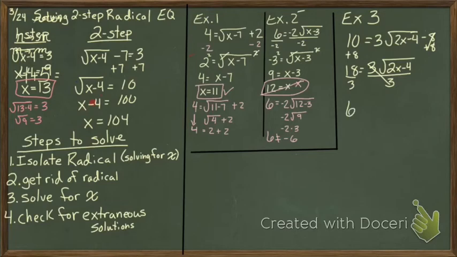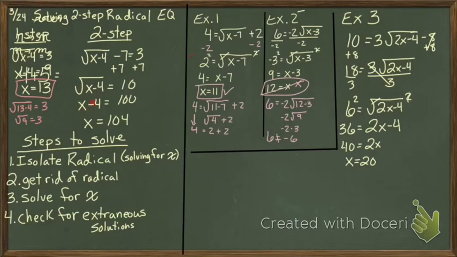18 divided by 3 is 6. So now I'm done with step 1. I've isolated my radical. Next, I want to get rid of the radical, so I'm going to square both sides. 6 squared is going to give me 36. I set that equal to 2x minus 4. And then now I'm just going to solve for x. So I'm going to add 4 and divide by 2. Adding 4 is going to give me 40 equals 2x. Dividing by 2 is going to give me x equals 20.